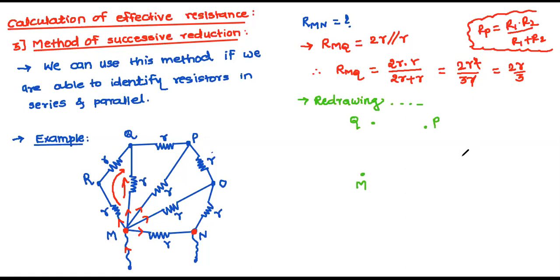Then here it is O point as it is, and here it is N point, which is as it is. Yes or not? Okay, so let's draw the diagram. Yes, clear.